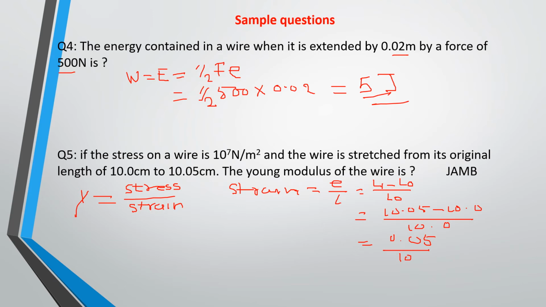Then when you divide that out, you have 0.005. Don't forget that strain does not have a unit. Strain does not have a unit, so this is what we'll have. Just substitute into this equation. So you have 10 raised to power 7 divided by 5.0 times 10 raised to power minus 3.